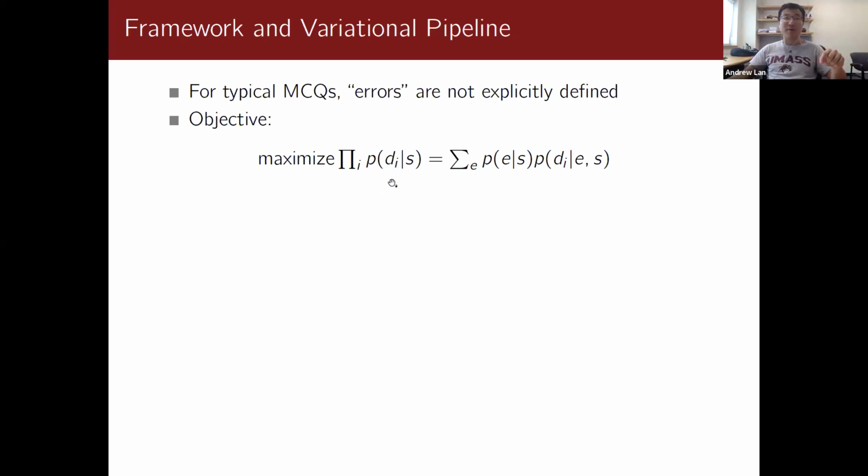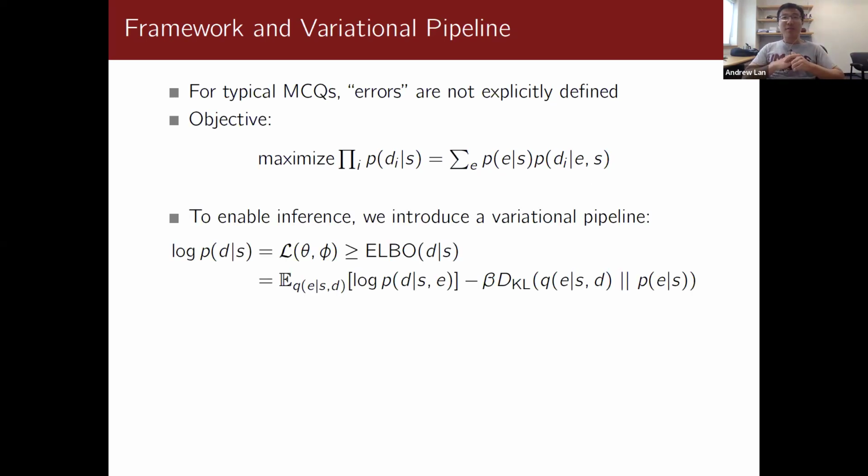Which means that when I'm trying to maximize the probability of a distractor given a question stem, we are essentially marginalizing over all the possible latent error representations, which result in this particular likelihood expression. Since this error space can be difficult to manage, direct inference on this is not really feasible.